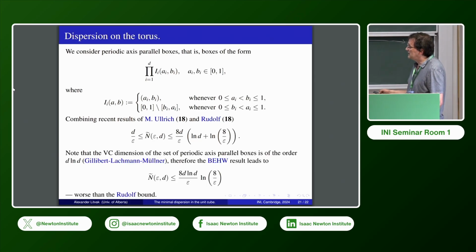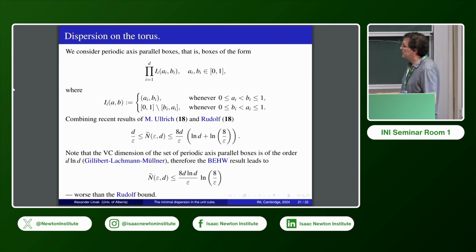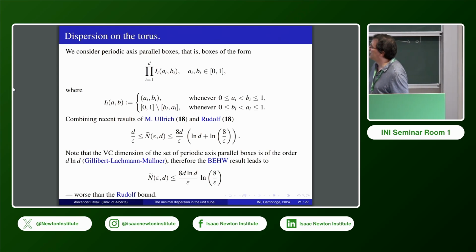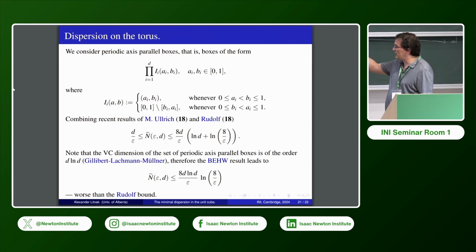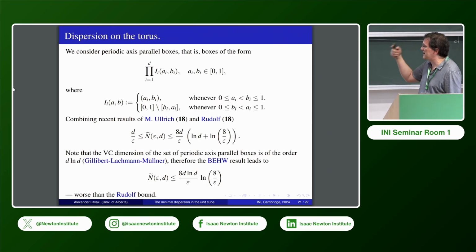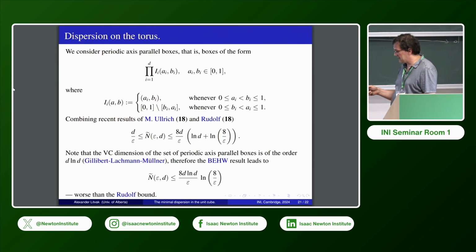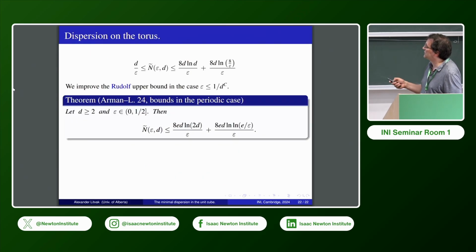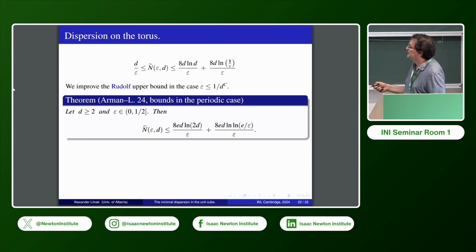Now it already cannot be obtained from this paper because we see dimension of rectangular boxes on the torus is higher. It's larger by logarithm, so we cannot apply what they prove unless we are losing logarithm in Z. So this was proved, and from our paper once again this term we have the same. But here we can substitute with double logarithm.